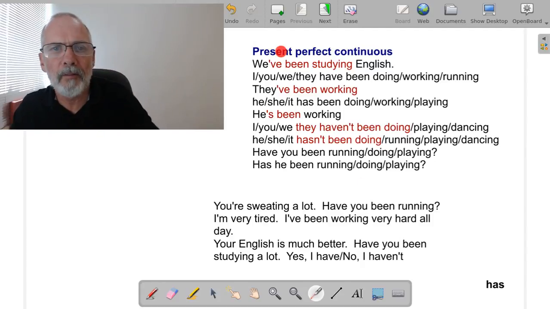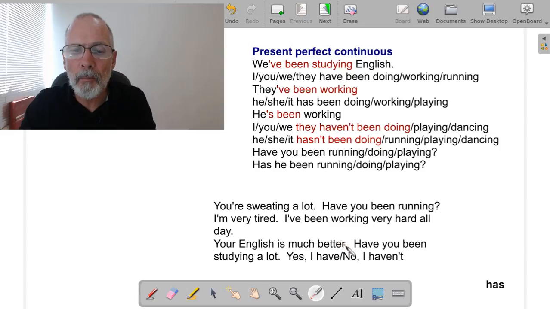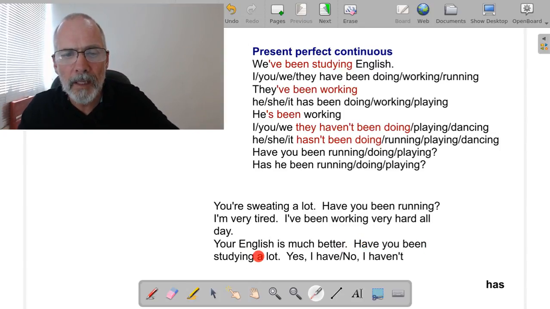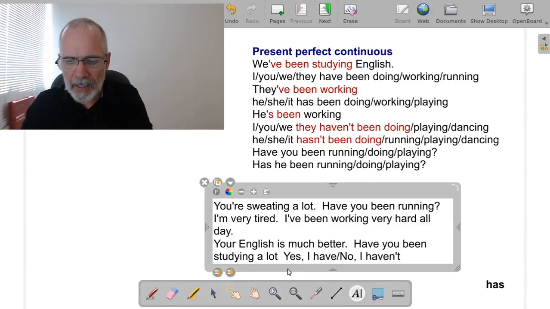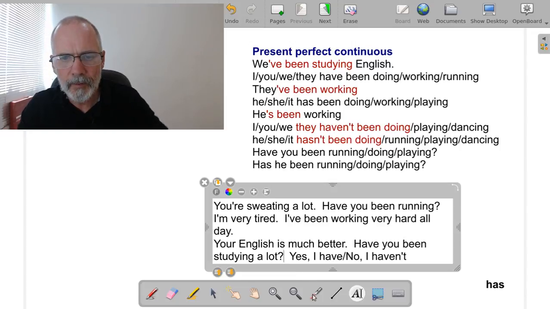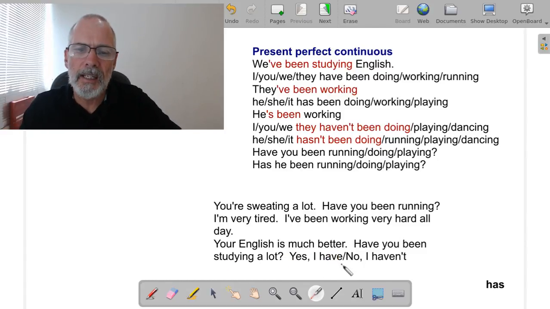Another example of the present perfect continuous. Your English is much better. Have you been studying a lot? This here should have a question mark, sorry. This is a yes or no question. And here we have examples of the short answers. Have you been studying a lot? Yes, I have. No, I haven't.